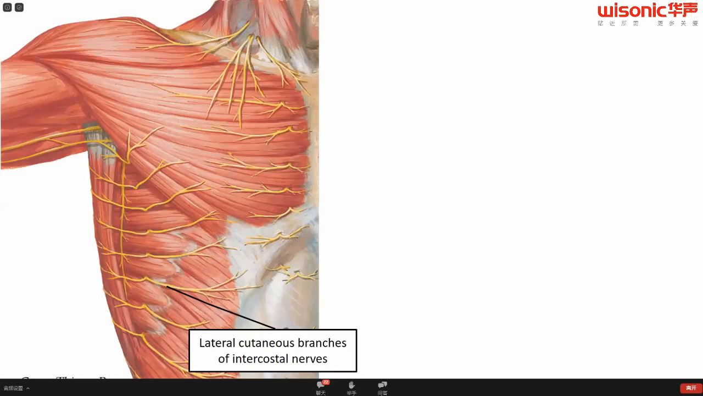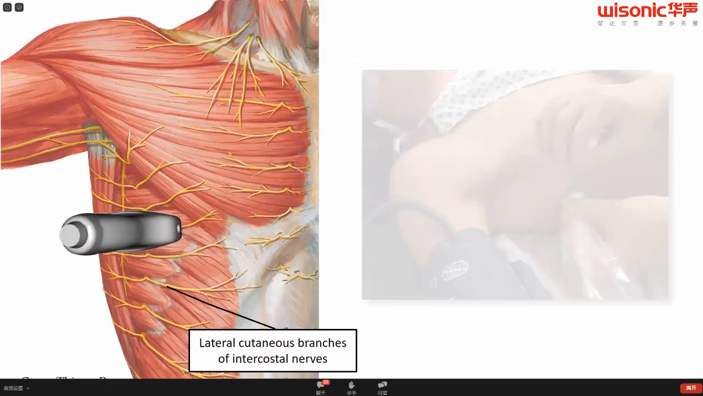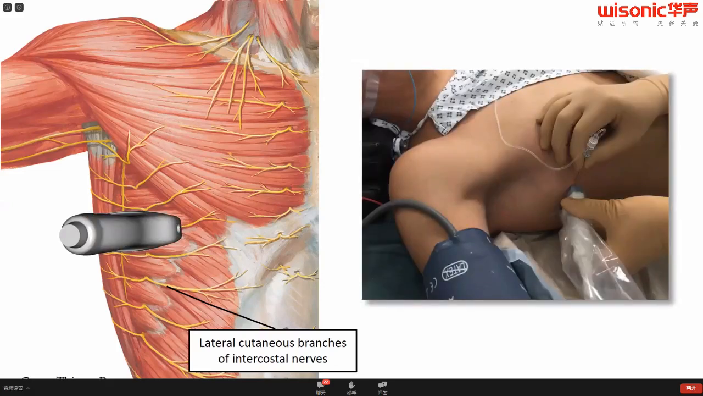Here, the relevant anatomy. The probe can be placed in the longitudinal position in the mid-axillary line at the level of the fifth rib, or what I prefer, in the transverse position in the mid-axillary line. With this position, it's easy to identify the origin of the latissimus dorsi when you move the probe posteriorly.